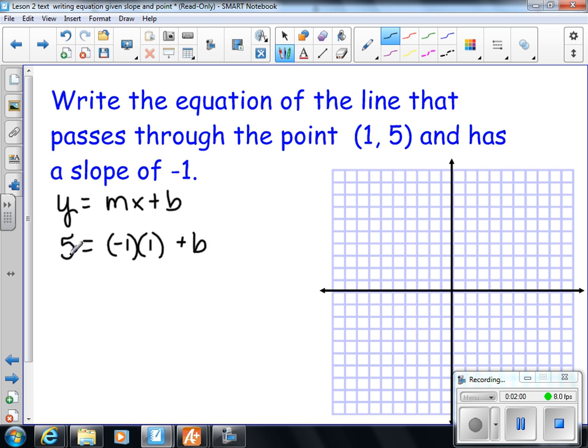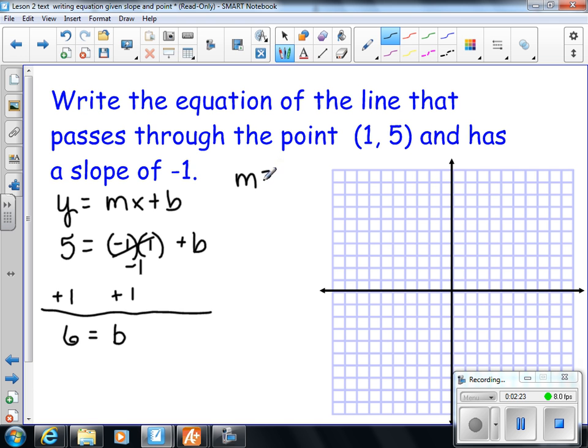plus b. Okay, now I have only one unknown or one variable. I can solve for that. Let's do the math. Negative 1 times 1 is negative 1. So I have 5 equals negative 1 plus b. What do I do next? Add 1 to both sides. Good. And I get 6 equals b.